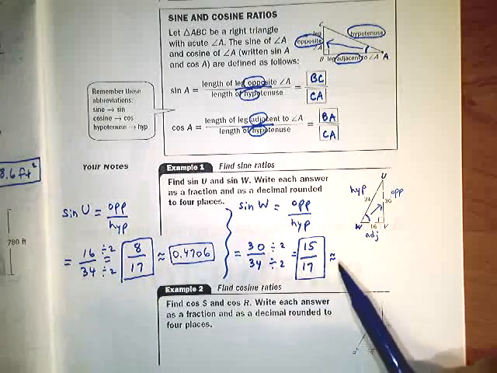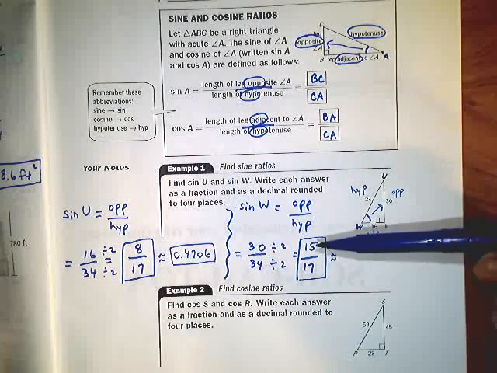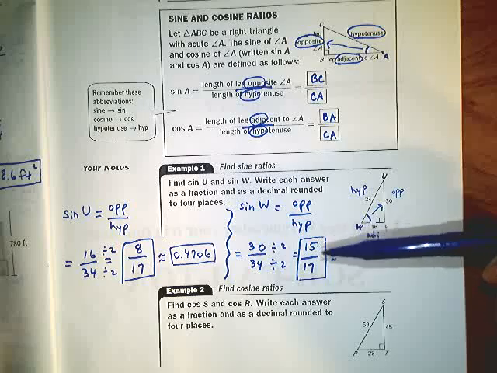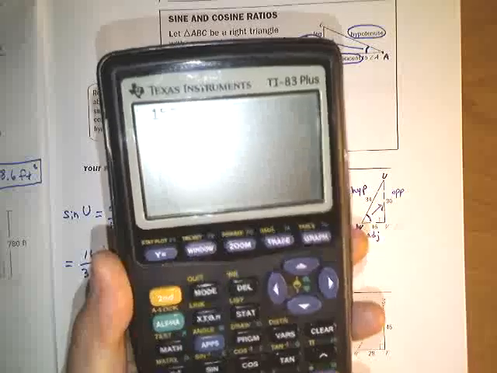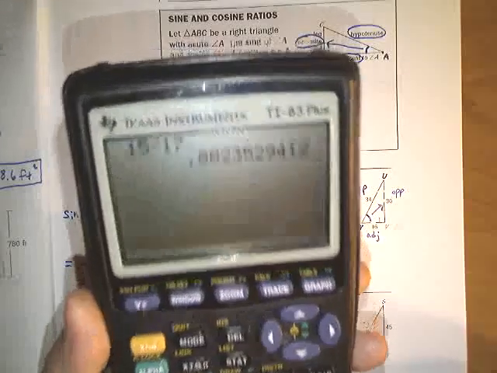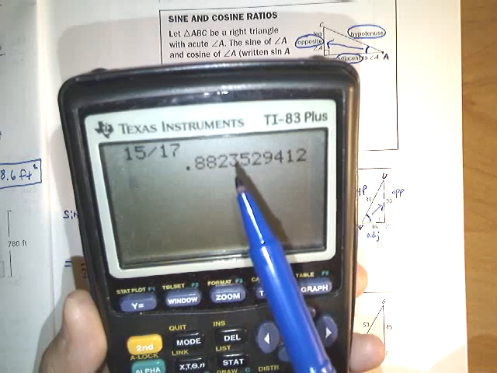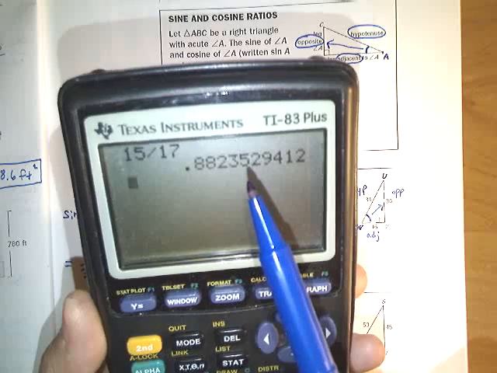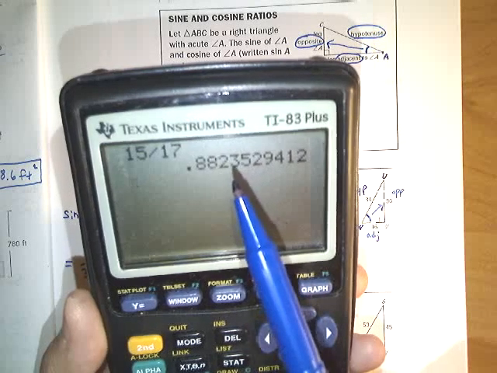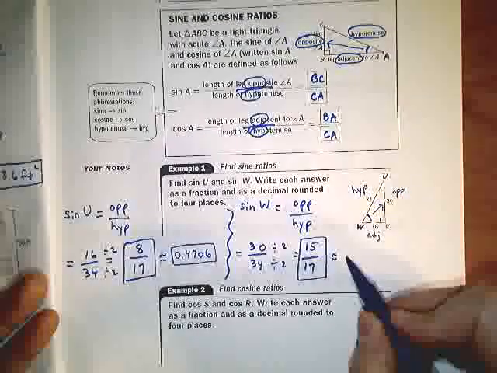Now they would also like a decimal version of this answer. So on my calculator, I'm going to type in 15 divided by 17. So 15/17 as a decimal would be this. Now, we want to round it off to the 4th decimal place. That's right there, the 3. So we look here, since this is 5 or larger, we are going to round that up to a 4. So 0.8824.